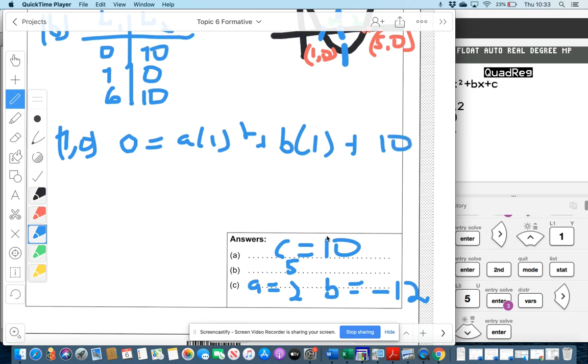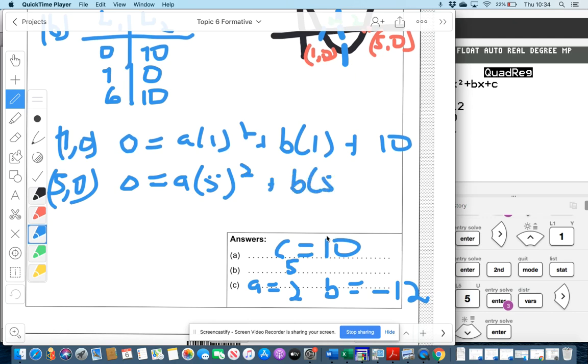And then the other x-intercept, excuse me, is (5, 0). So 0 is going to be equal to a times 5 squared, plus b times 5, plus 10. Again, I can solve that using PolySmlt, or I can also just do elimination.